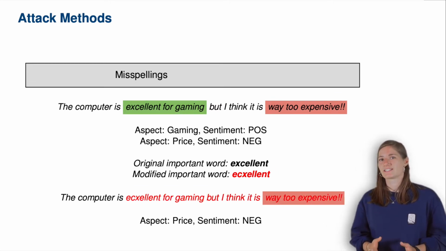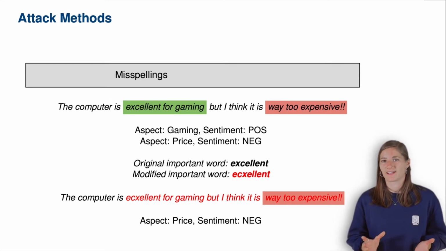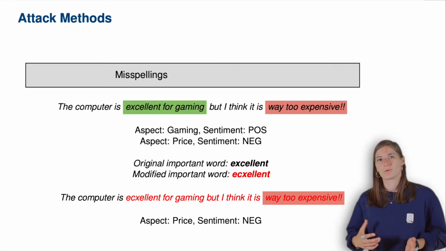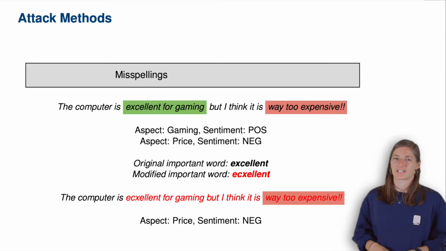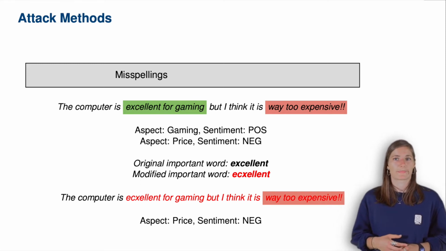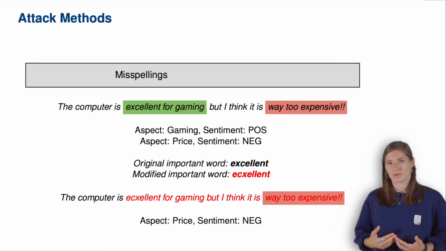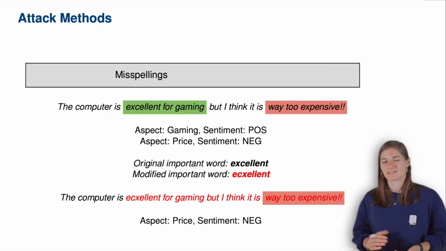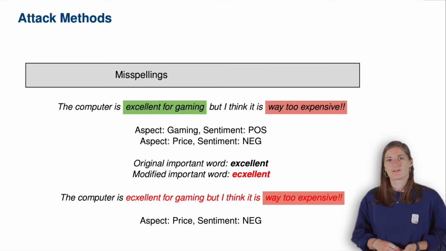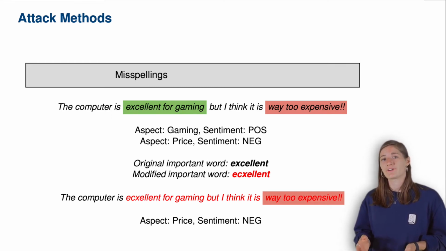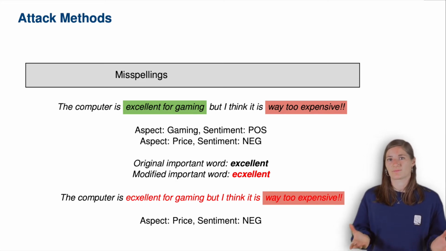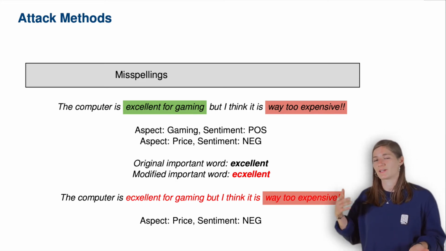The second one is misspellings. Inspired by Sun et al., we use a list of common misspellings from Wikipedia to generate adversarial examples. We replace the important words with all possible misspellings. Through the modification, the classifier is no longer able to detect the positive sentiment towards the aspect gaming.